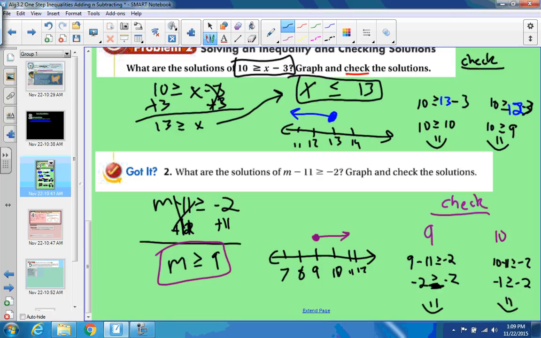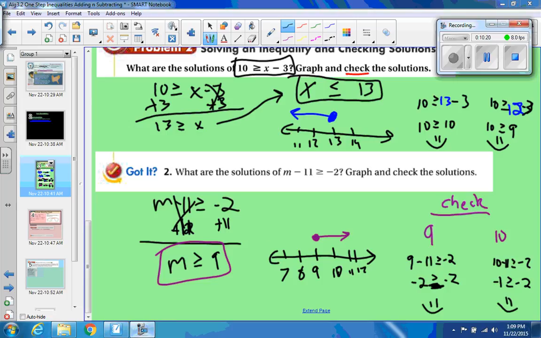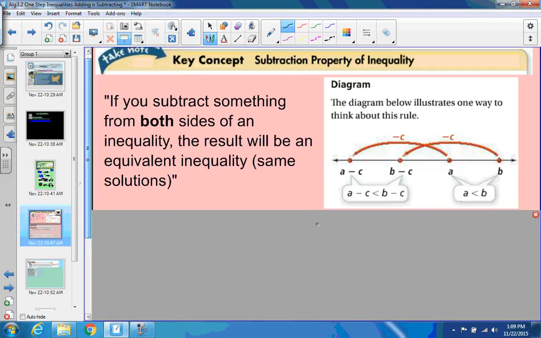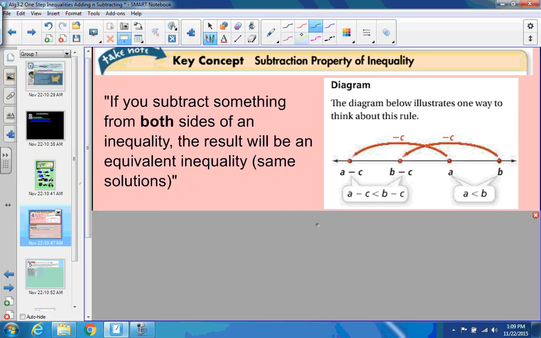So that's our checking. All right, so this second part, that's the addition property of inequality. The second part is going to be faster. We're going to go through this quickly. This is subtraction. The only difference is if you subtract something from both sides of an inequality, the result will be an equivalent inequality. So if you're starting with A is less than B, and you subtract the same thing, it could be a number, it could be a variable that could be any number, the A minus whatever that number is still going to be less than the B minus whatever number that is. So that means it's still equivalent.